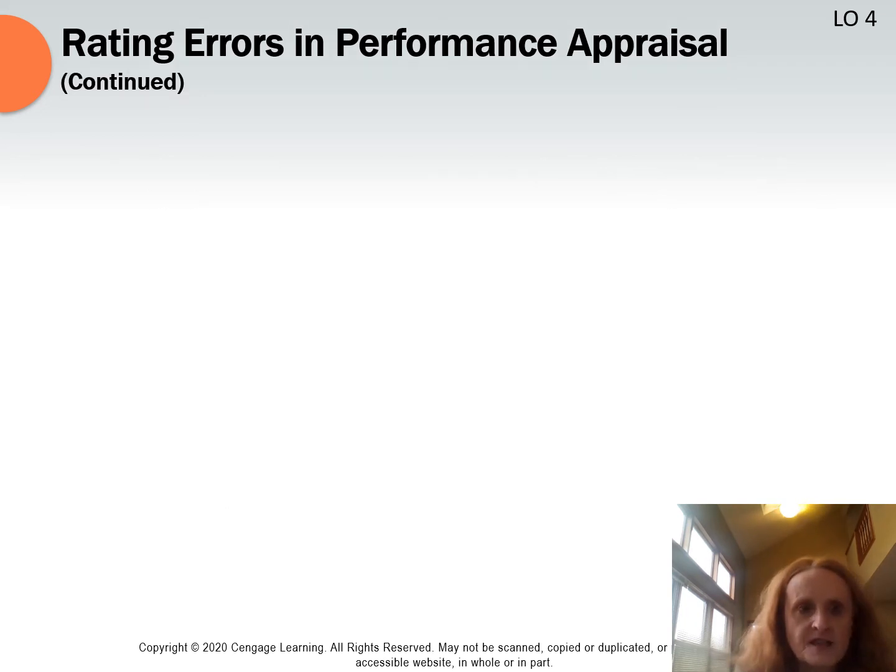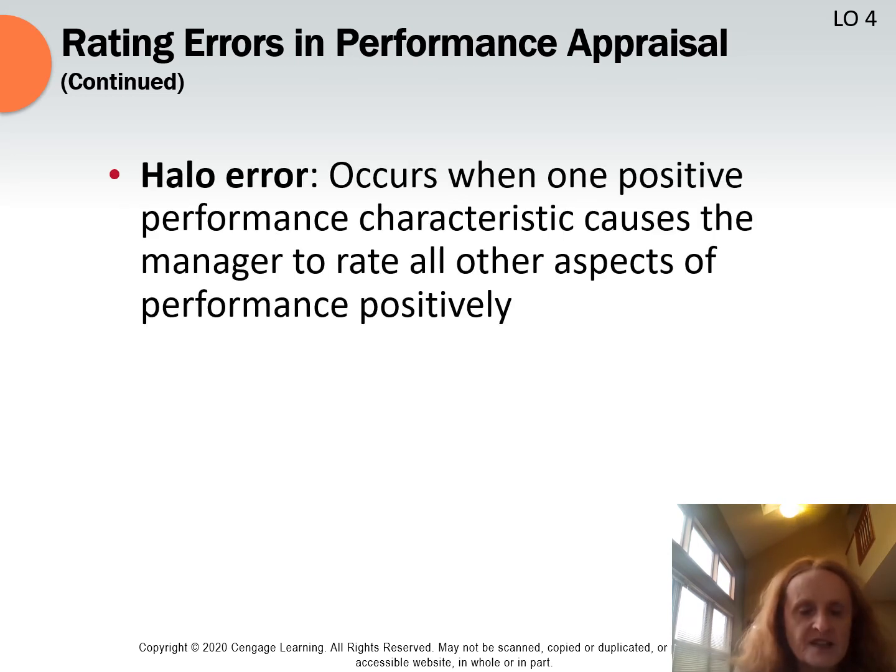There are also other types of rating errors in performance appraisal, just like in interviews. One is a halo error. This occurs when one positive performance characteristic causes a manager to rate all aspects of performance positively. So just like in an interview, if there's one positive characteristic of an applicant causing the hiring manager to rate all other aspects, not of performance but of the interview, positively, the same type of thing can occur in the performance appraisal process with a halo error.